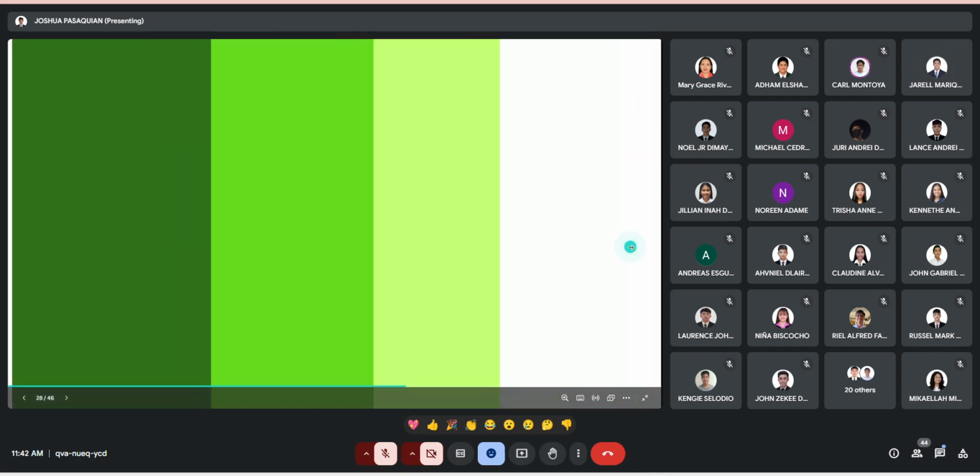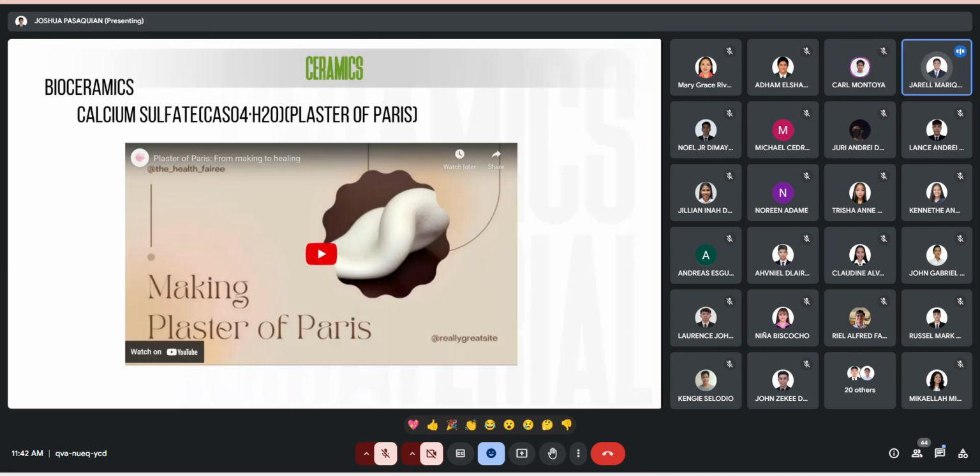Next slide, please. Then we have the calcium sulfate. This is commonly known as plaster of Paris. It is another bioceramic used for its rapid resorption and biocompatibility. This material is often used in bone regeneration procedures where quick resorption is needed to facilitate new bone growth. Here's a video explaining plaster of Paris.